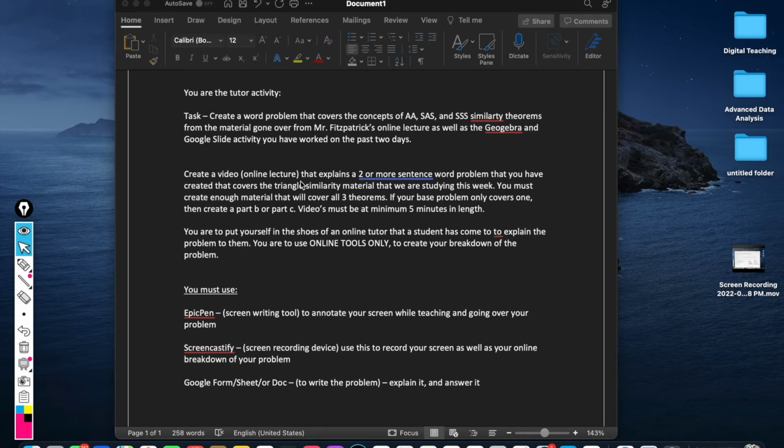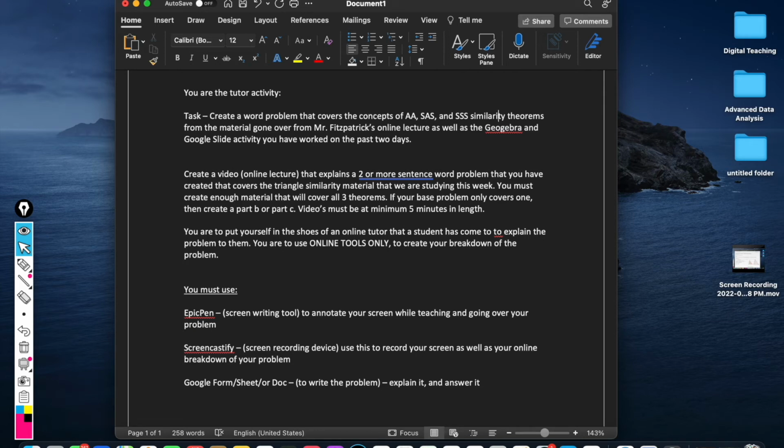But for day 3, you are going to do what I like to call a "you're the tutor" activity. Your task: you are going to create a word problem of your own, not take one out of the book, not copy, that is going to cover the concepts of the AA, SAS, and SSS similarity theorems. I think I spelled similarity wrong there. As you saw on day 1 in your GeoGebra assignment, you will go through those.